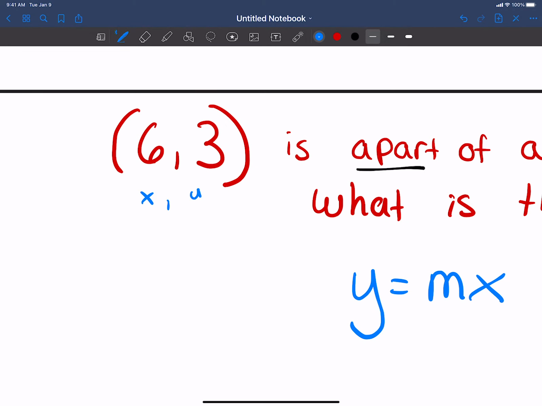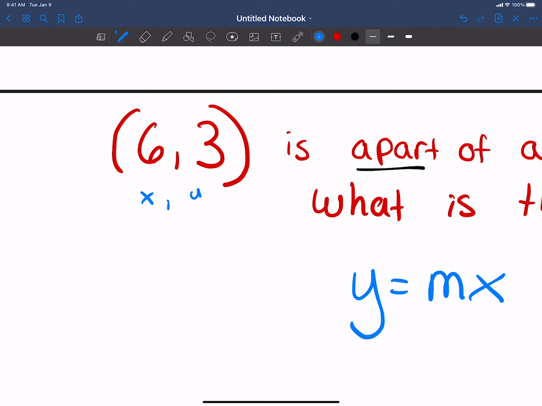3 equals m times 6. How do I get m by itself? Divide by 6 on both sides. Now m equals 3 over 6. Can I reduce that? To what? 1 over 2. It's a half, right?